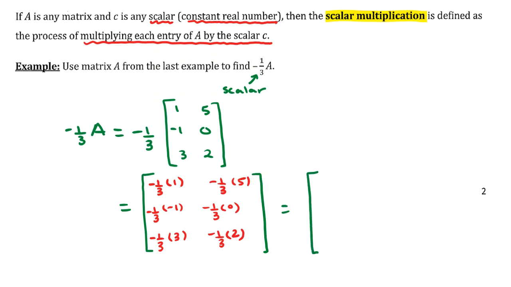Negative 1/3 times 1 is still negative 1/3. Negative 1/3 times 5 goes negative 5/3. Negative 1/3 times negative 1 is positive 1/3. Negative 1/3 times 0 is still 0. Negative 1/3 times 3 is negative 1. And then negative 1/3 times 2 is negative 2/3. All right, and that is our final answer.